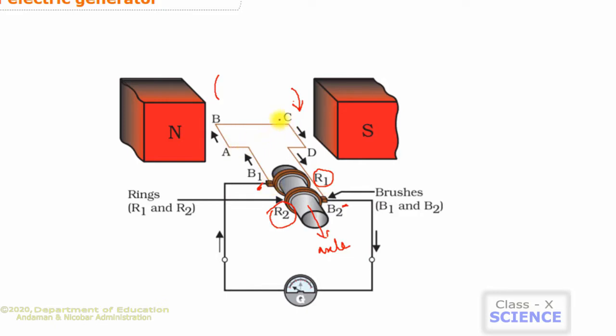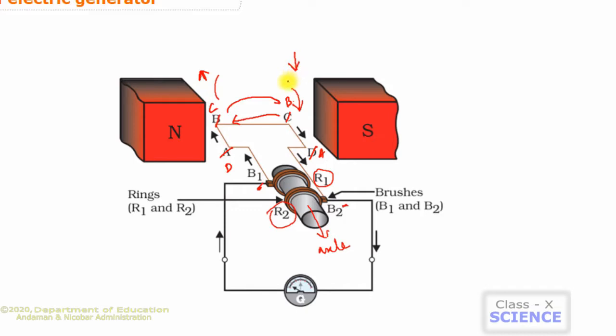After half a rotation, you can see very well that C comes this side and B goes this side. So here B becomes C and C becomes B, right? Now here D becomes A and A becomes D. So after a half rotation, arm CD starts moving up, that is this direction, and here BA moves in the downward direction.